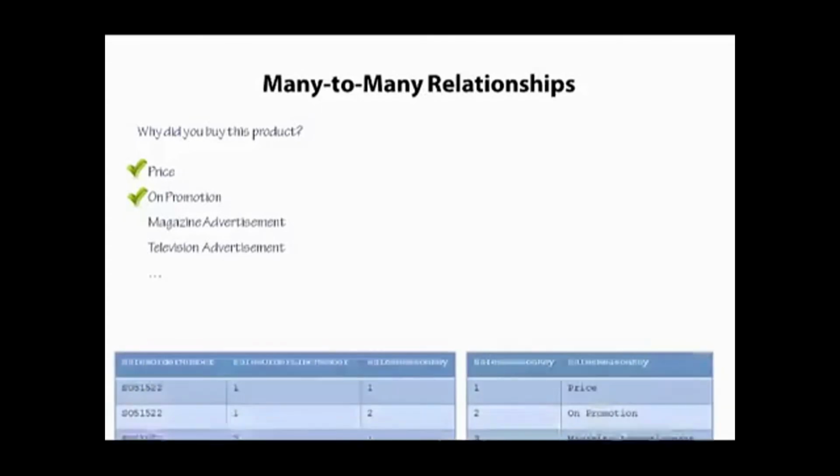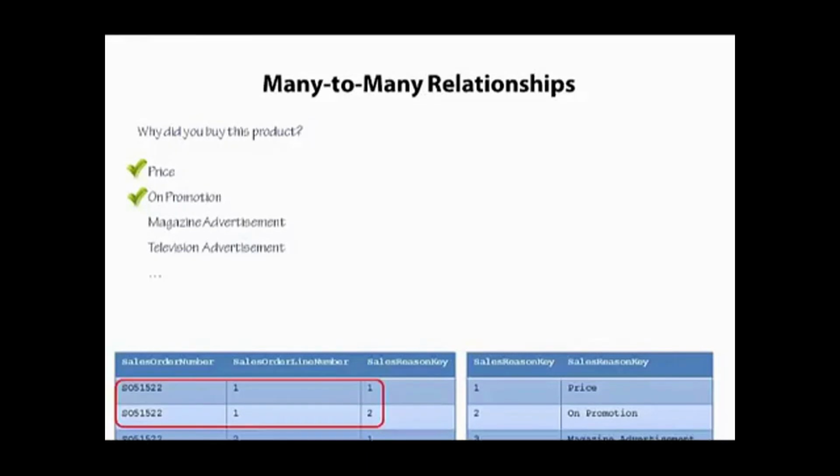First, consider a multiple choice question like, why did you buy this product? Choose all that apply. From an analysis perspective, we might want to know how many sales were because of price or because it was on promotion. So we set this up as a many-to-many relationship. We set up a separate fact table to show the breakdown of sales facts by sales reasons.